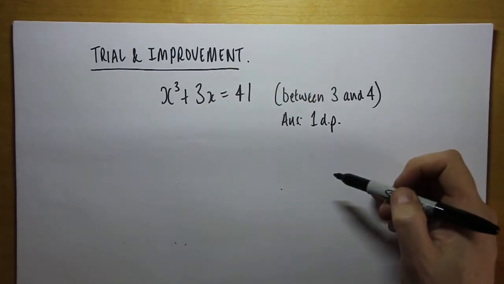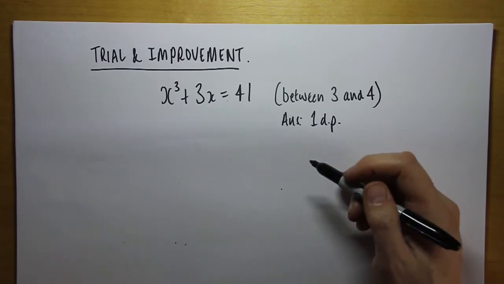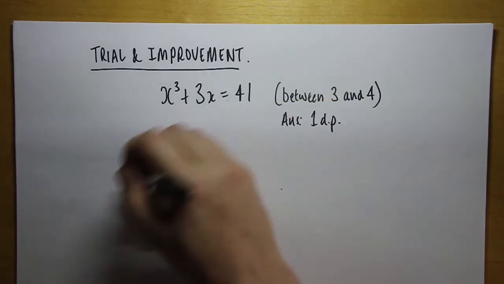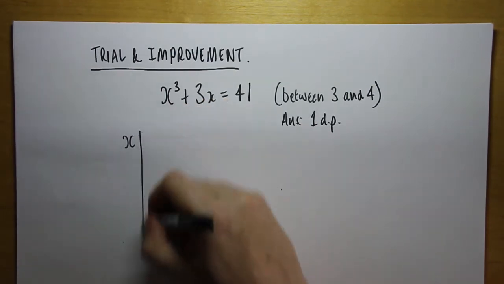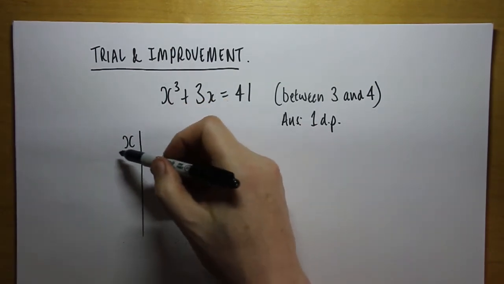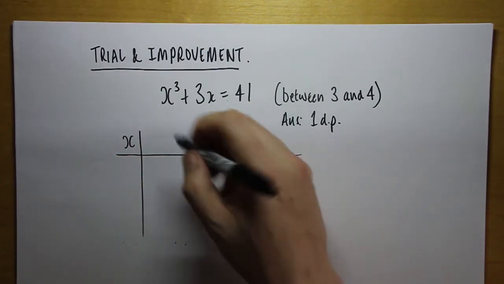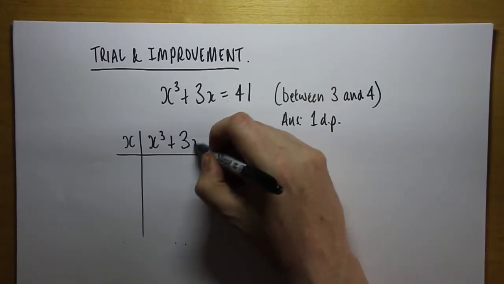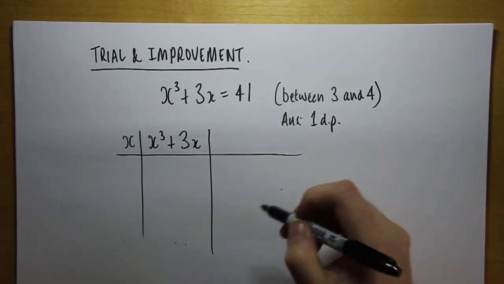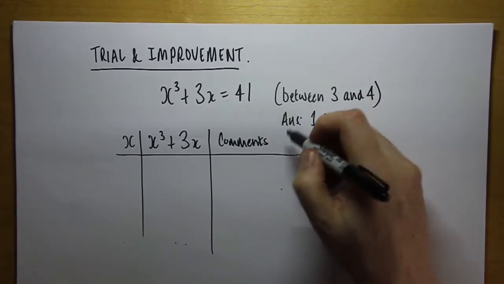So here's how I lay out the trial and improvement solution. I would recommend you draw a small table. We have a column of x values. This will be where our guesses go. We'll put the working there, and also a final column for comments.